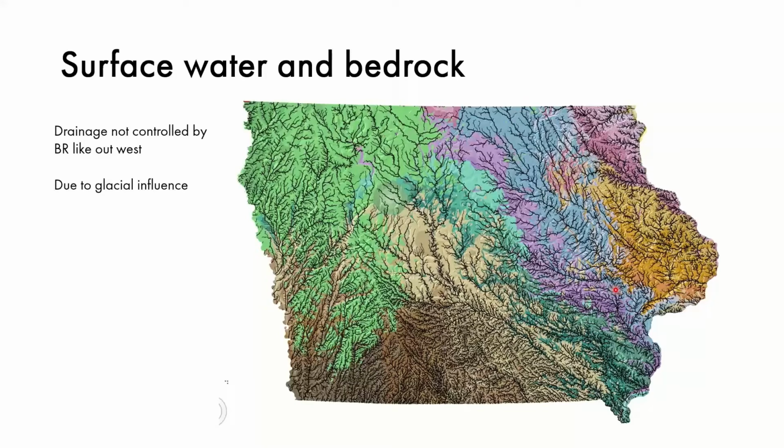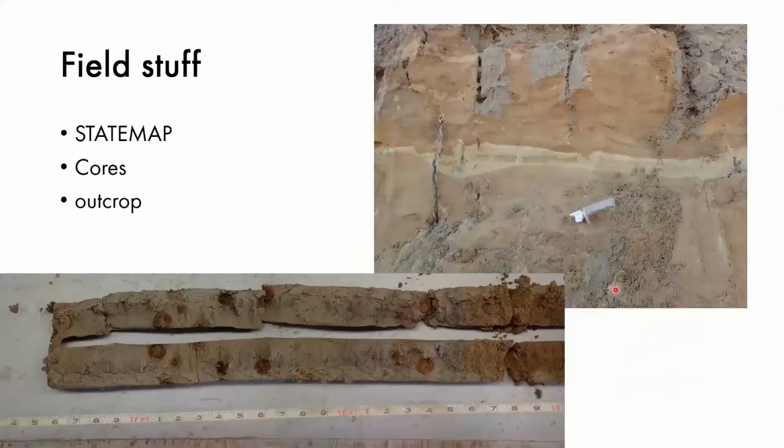And I should point out that the surface water isn't controlled by bedrock like it is in most other areas. So you'd expect rivers to behave and follow trends between different lithologies. So you'd have a river behaving differently in shale versus carbonate. But since there's no bedrock exposed in some of these areas, the rivers don't strictly behave due to that.